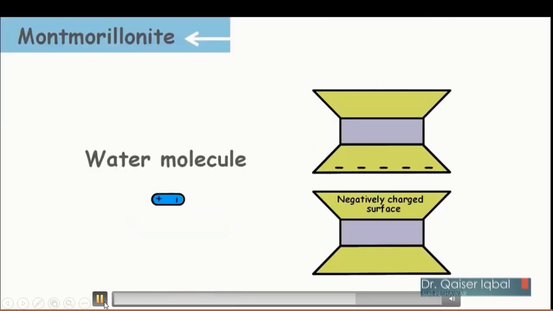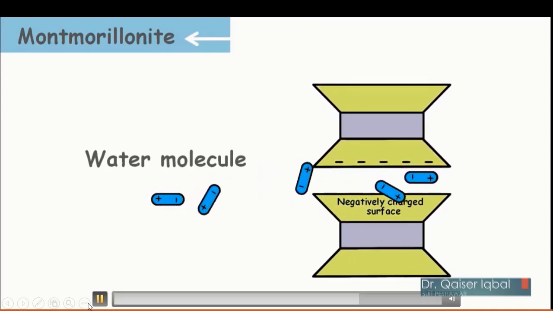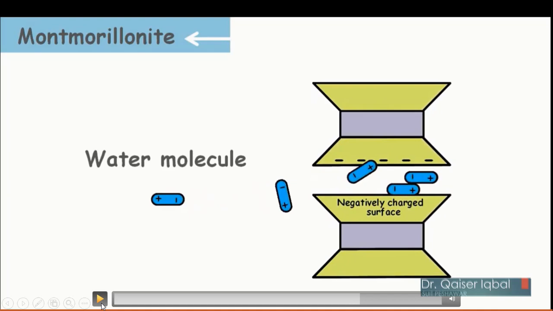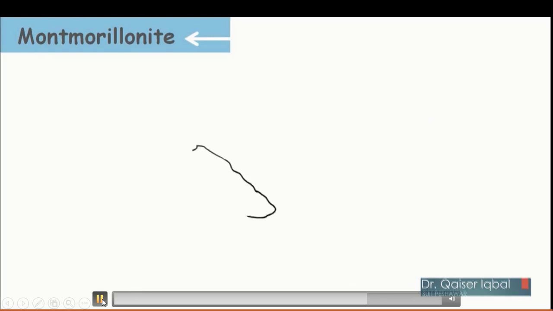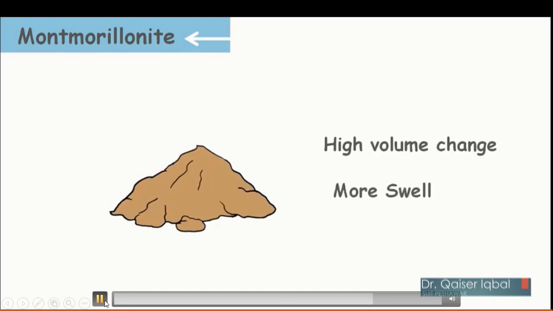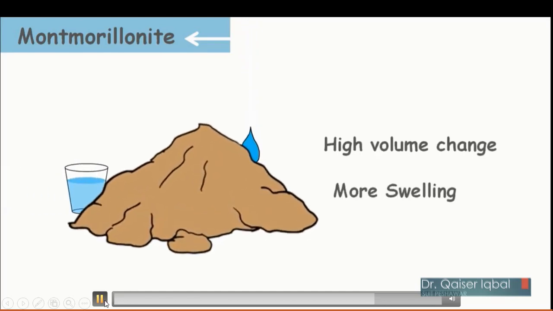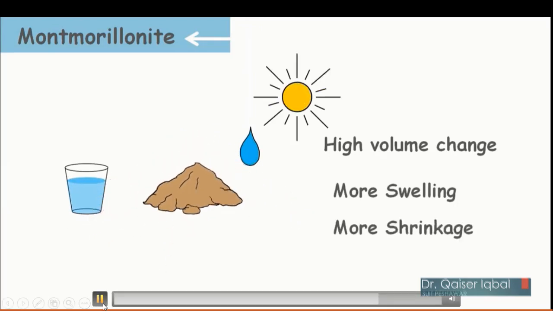Because there are van der Waals bonds in the middle, the water molecule, which is positively charged, gets easily attracted to the negatively charged silica sheet over here. So between the molecules there is water, as you can see here. Water can accommodate between the two sheets, and that allows Montmorillonite to have high volume change and more swelling. And if it is then dried, it will cause more shrinkage as well.